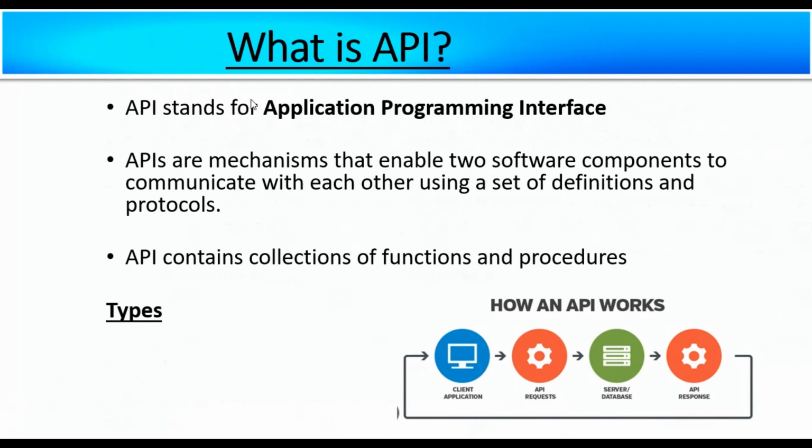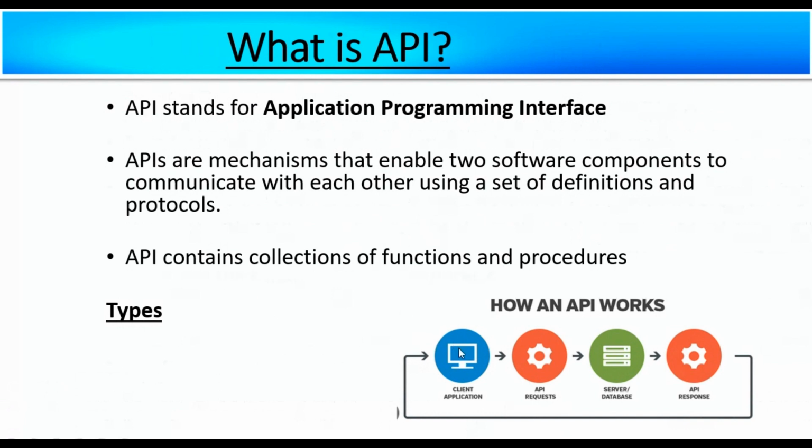So API stands for Application Programming Interface, and these APIs are the mechanisms that enable any two software components to communicate with each other by using a set of protocols and a set of definitions. Any API contains a collection of functions and procedures. So that's all about the API, and let's discuss how exactly this API works.